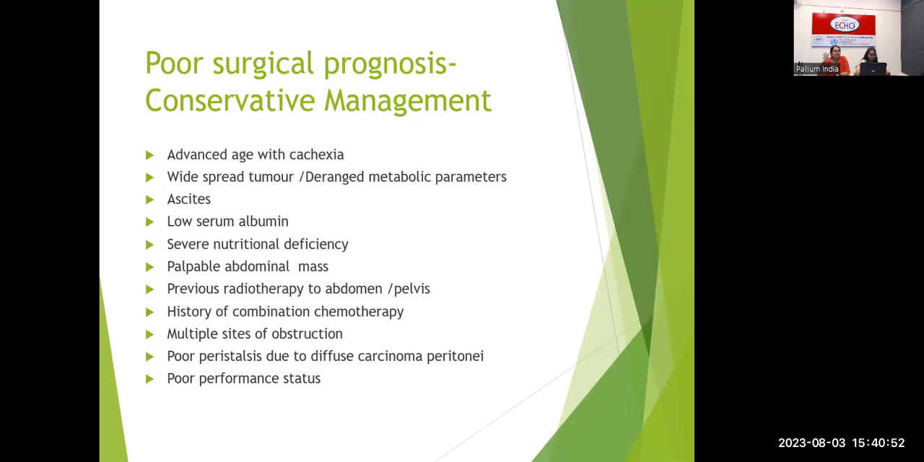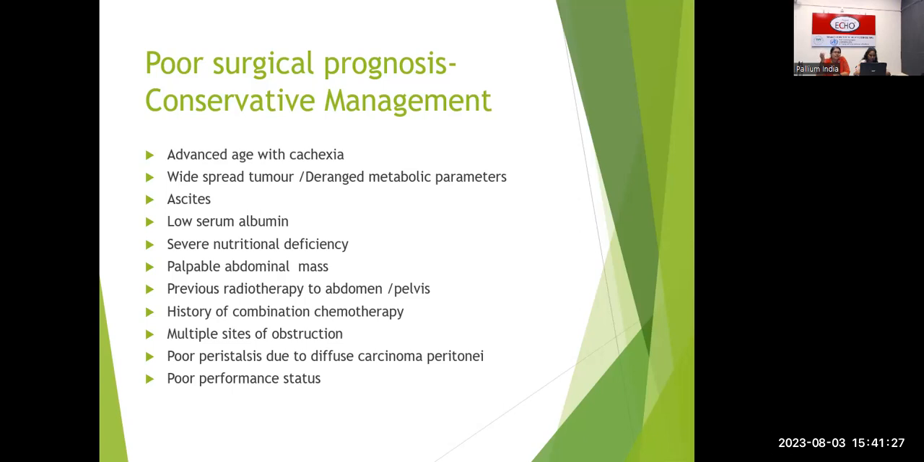So this is just a summary of what we said. Whenever the patient is of advanced age with cachexia. What is cachexia? The patient will be very thin and lean. He will be malnourished because of the cancer. So when the patient is in such a situation, that is a complete no for surgery. If the patient has widespread tumor, deranged metabolic parameters, ascites, or low serum albumin, then also it is a complete no for surgical management.